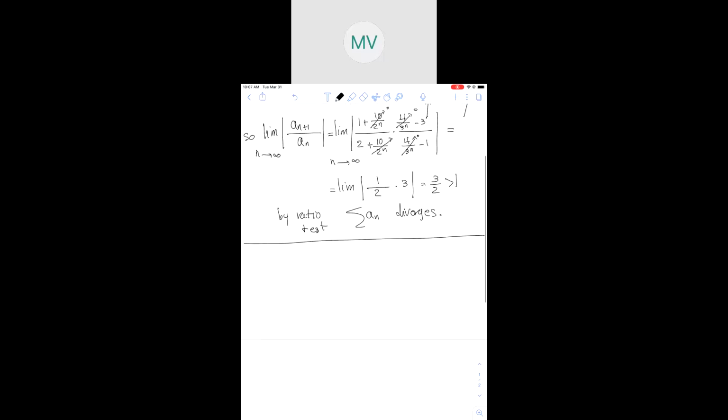Okay. So let's go back to 10.4. Okay. So 10.4 is comparison and limit comparison.